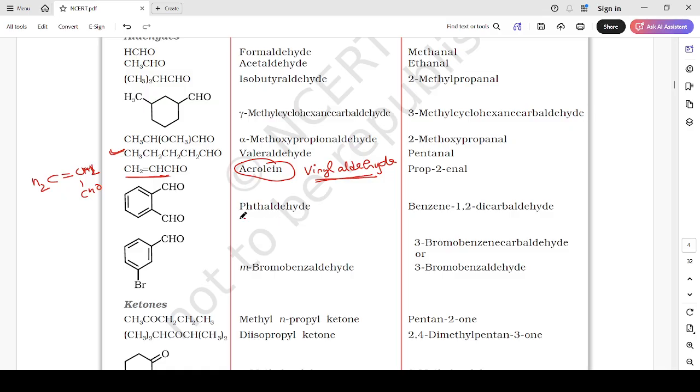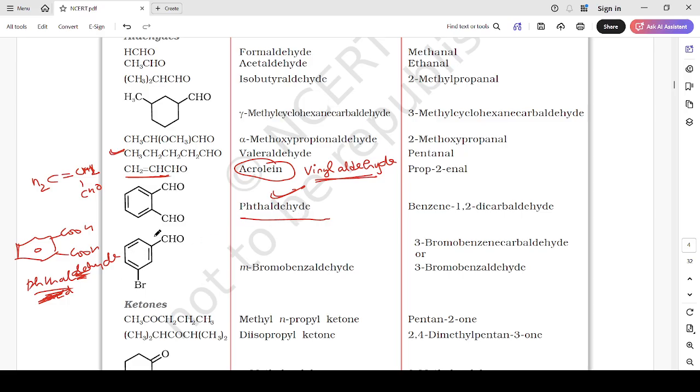Next, phthalaldehyde. Basically, this acid is called phthalic acid. We just now learned that with respect to the acid, I just remove the ic and acid, and I just add aldehyde to that. That's what you're seeing. Phthalaldehyde.